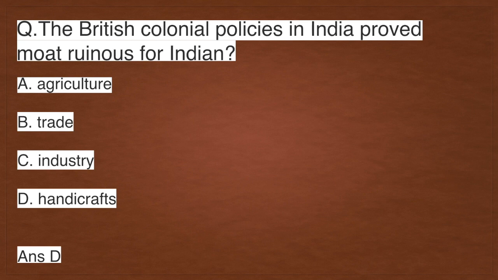British colonial policy in India proved to be the ruin of Indian: A, agriculture; B, trade; C, industry; D, handicrafts. The correct answer is the handicraft industry. Destruction of Indian handicraft industries was one of the main impacts of British colonial rule and their economic policies. The Indian economy was transformed completely into a colonial economy. Hence, the right answer is handicraft industry.